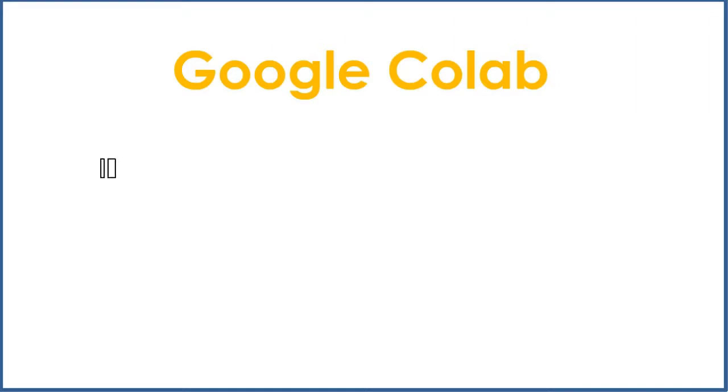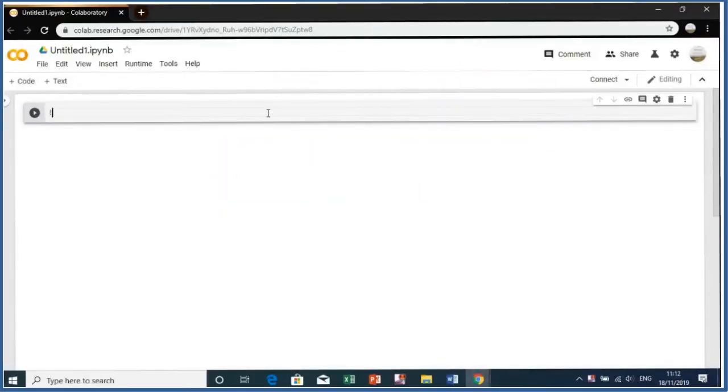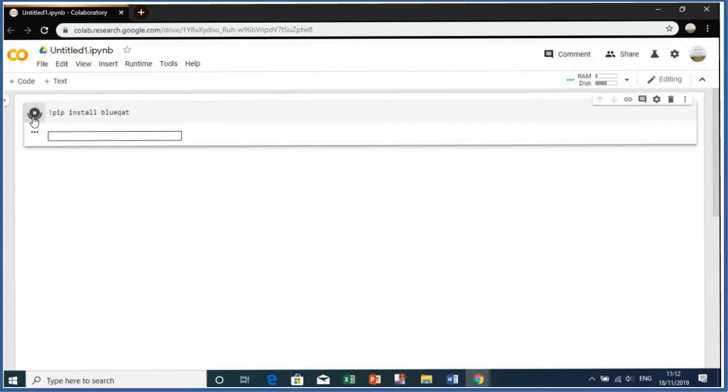We can install Bluecat by a code, !pip install Bluecat. Don't forget to type the exclamation mark in the beginning. Now let's try on Google Colab. Type in the code that was shown earlier. After typing the code, click on the play button. It will take time to install Bluecat in Google Colab.